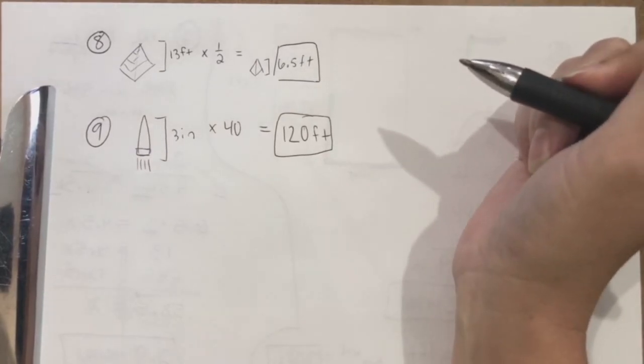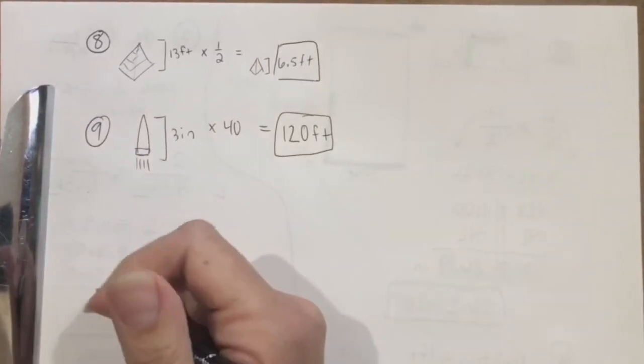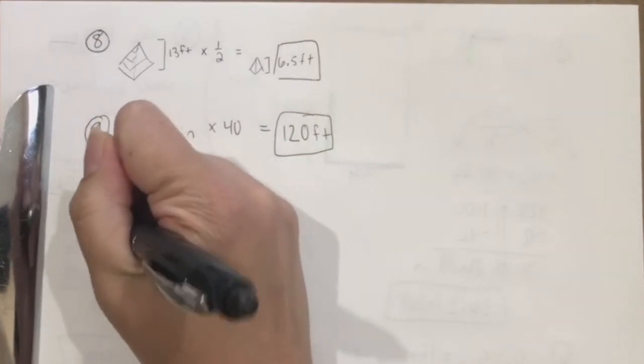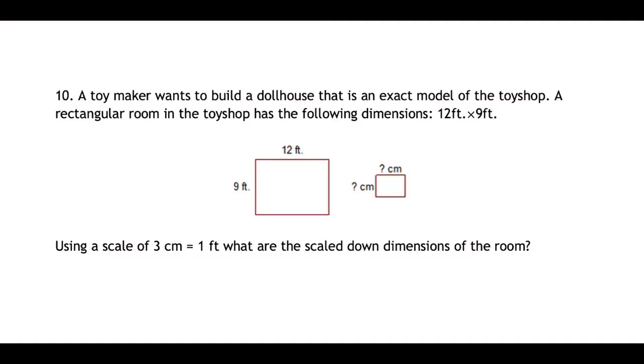I guess 8 wasn't the easiest. 9 is easy too. Okay, number 10. A toy maker wants to build a dollhouse that is an exact model of the toy shop. A rectangular room in the toy shop has the following dimensions: 12 feet by 9 feet. Using a scale of 3 centimeters corresponds to 1 foot. What are the scaled down dimensions of the room?